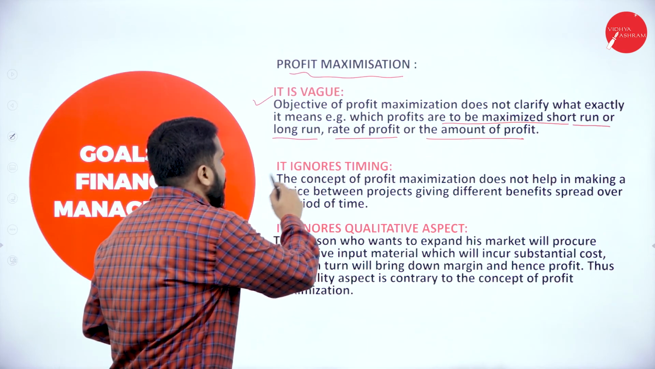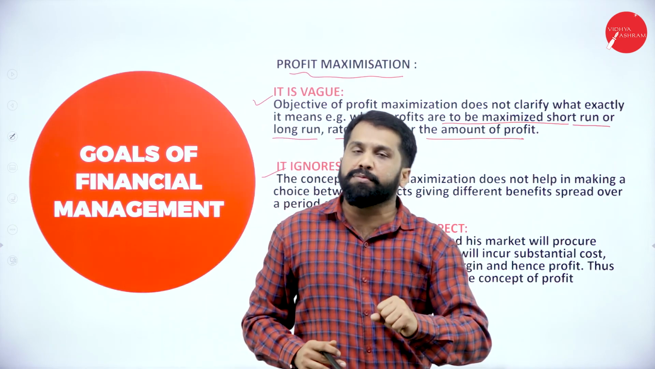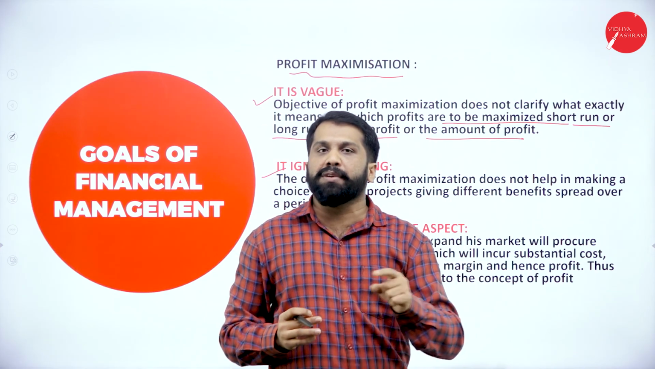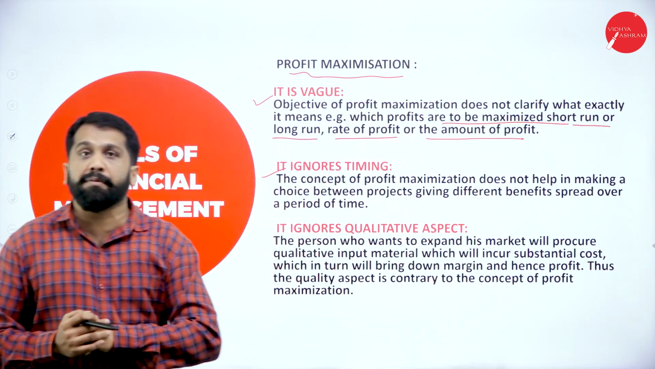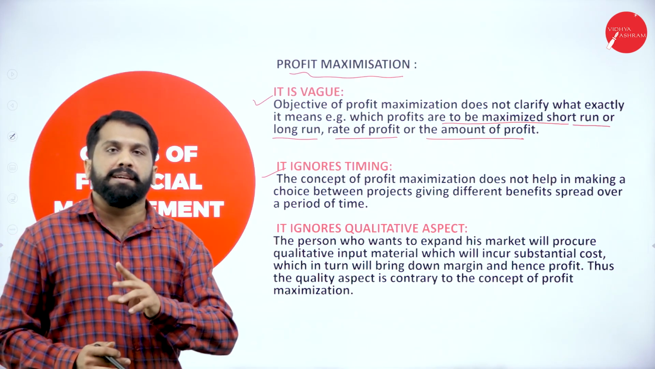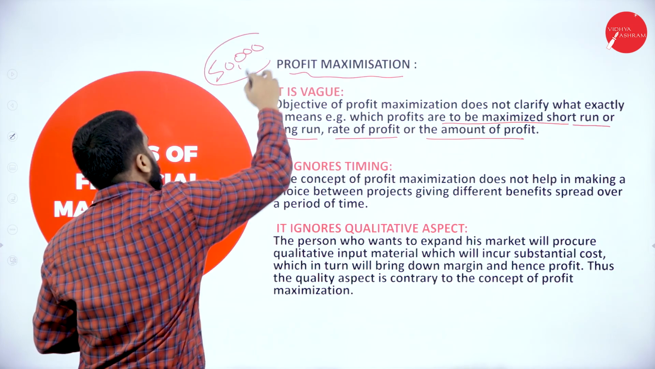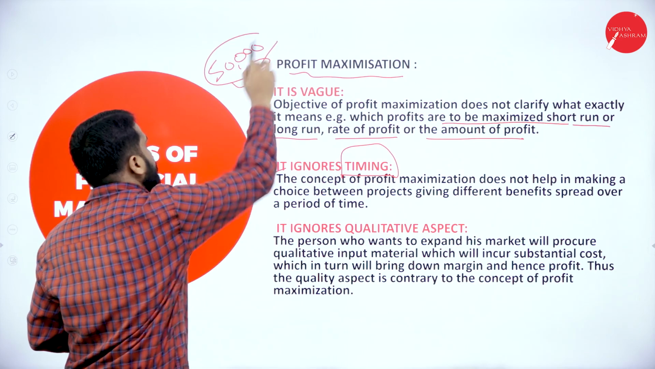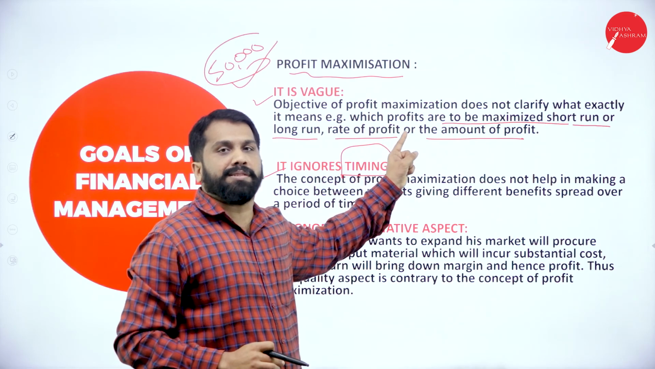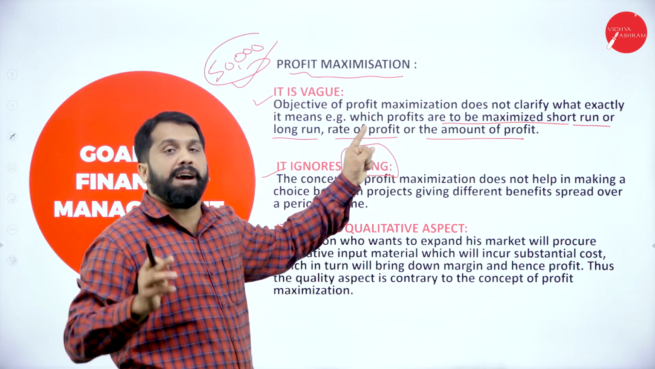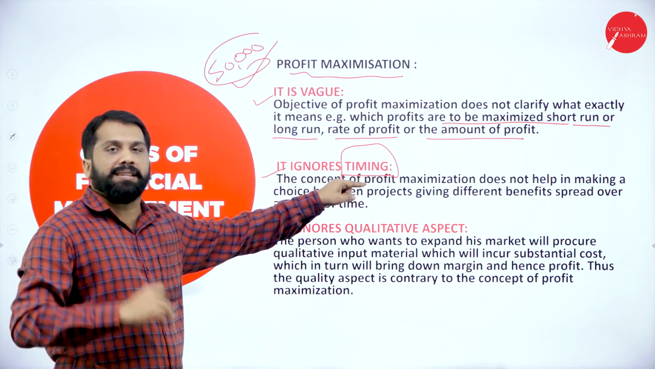Second one, it ignores timing. It is only concentrating that we have to earn profit. It will not see whether you have earned that profit in 6 months, in 3 months, or in 1 year. They will give you a target. You should earn 50,000 profit. So you will not concentrate on timing. You will concentrate only on amount. Now, you take almost 2 years to earn this 50,000. So you have forgotten, or you have ignored, the timing part. That is the second disadvantage.